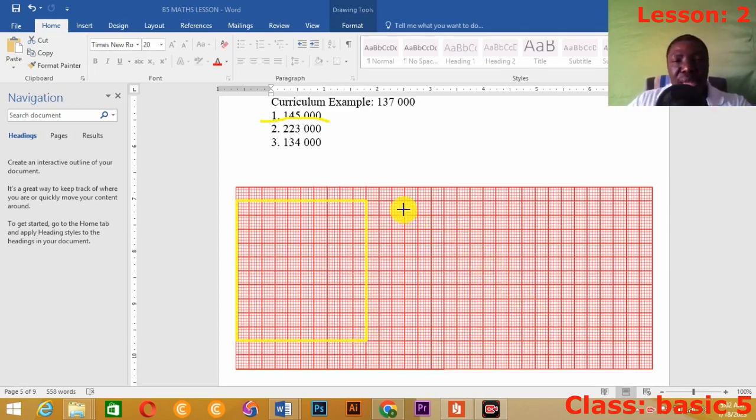And we need 4 of the long or rod. So 4 of it. 4 there. 1. 1, 2. 3. And 4. Very good. Now we need 5 in the cube. So 5. 1, 2, 3, 4, and 5. Easy, isn't it? Very easy.